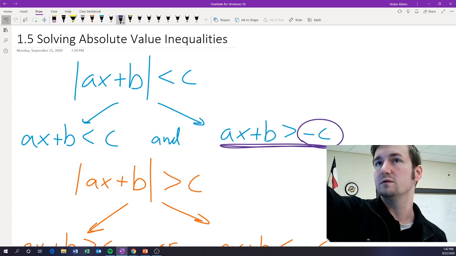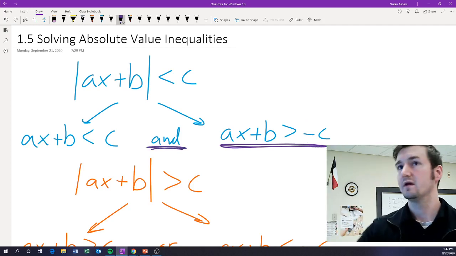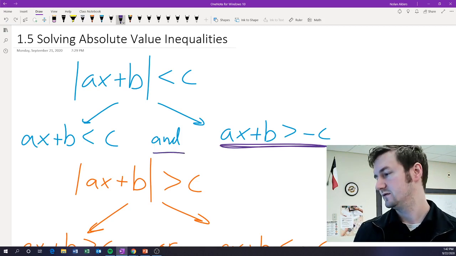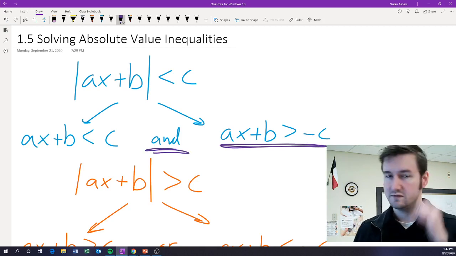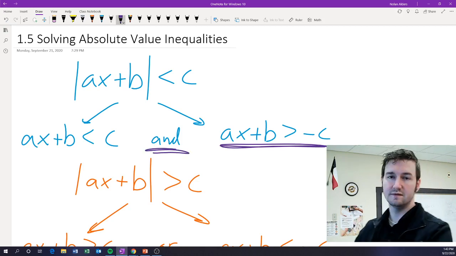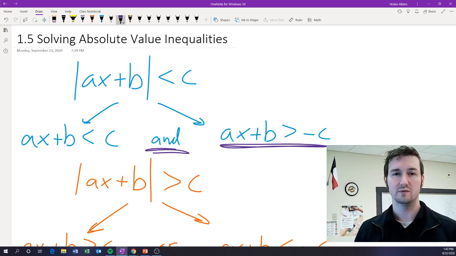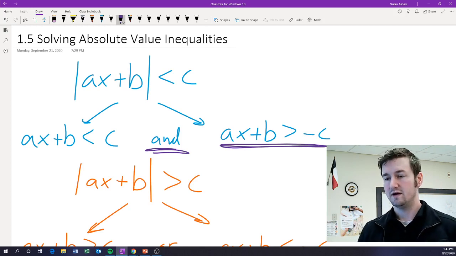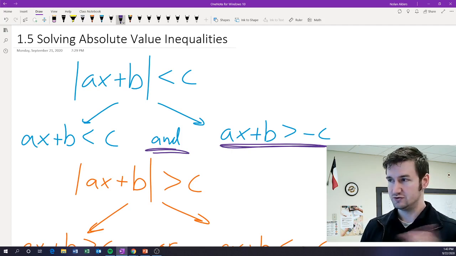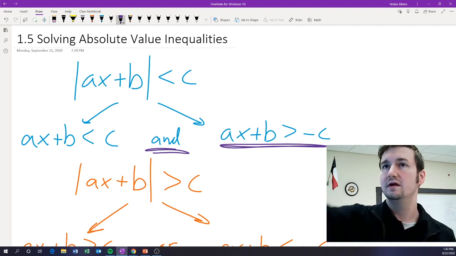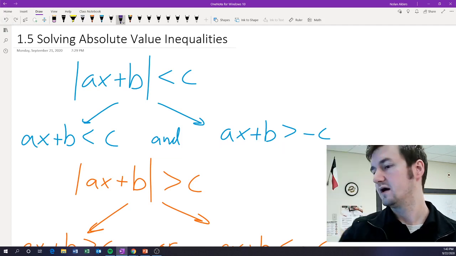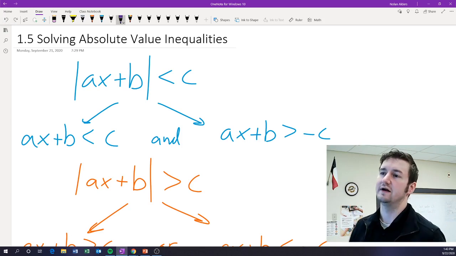Also notice this word right here. We're going to use "and" to connect the two inequalities. So when we write our final answer, we'll have two inequalities connected with the word "and" that will be our solution or our answer.